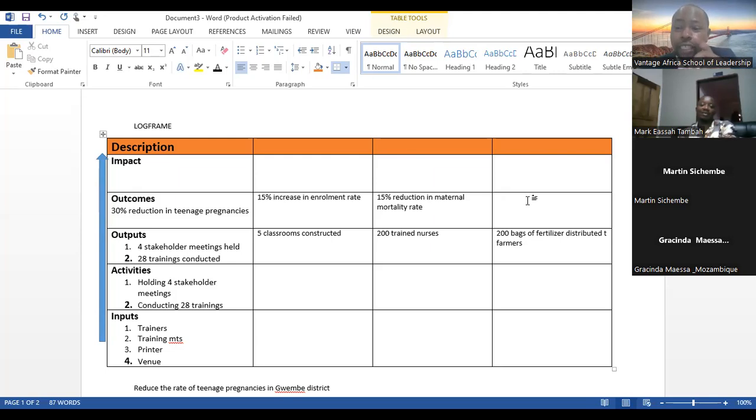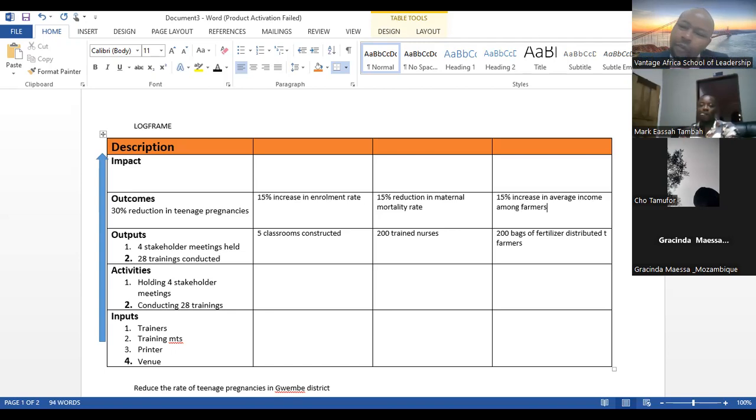Let me tell you, Gracida, it is possible that we can have an increase in productivity by the farmers, but that is not increasing the average income. So our aim is not to increase production. It is to increase average income. So 15% increase in average income, isn't it? Or yes, even simply in income. So yes, a percent increase in average income among farmers.